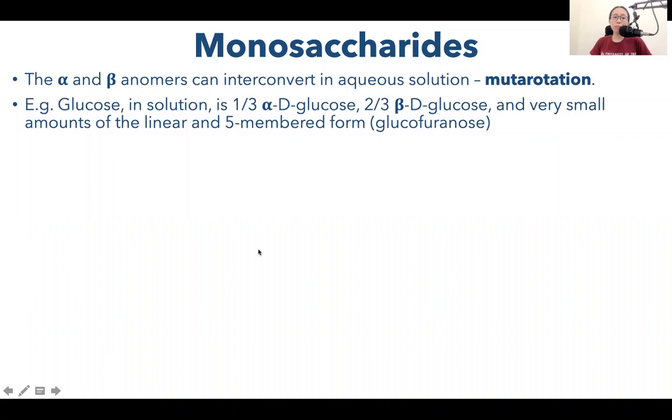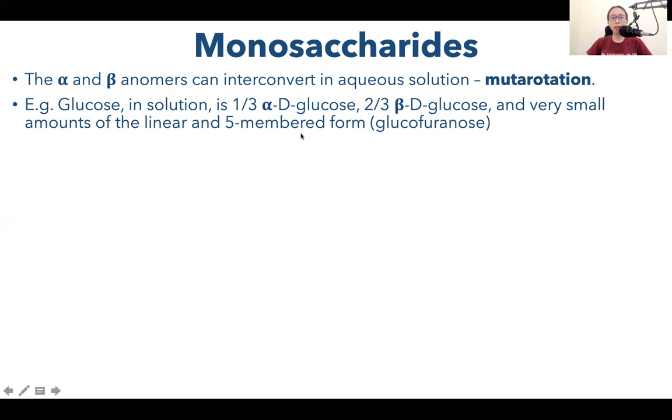Now, your alpha and beta anomers can actually interconvert in aqueous solution. This process is called mutarotation. It's possible for the linkage of the oxygen and carbon 1 to be broken, and this will allow the OH to flip. So from the alpha anomer, it can flip to the beta, or from the beta, it can flip to the alpha anomer. Remember, a bond needs to be broken for the alpha and beta anomers to interconvert. So in mutarotation, a bond needs to be broken.